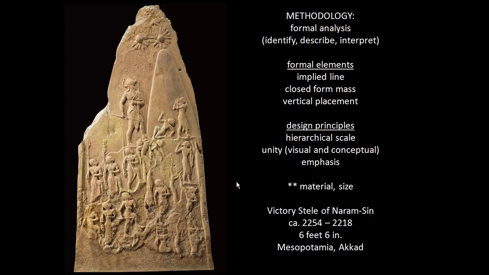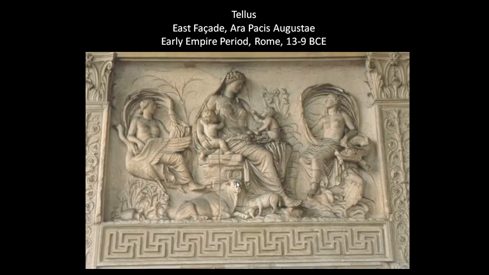Let's try another one. This is a fabulous sculpture, Tellus, Mother Earth Goddess, which is found on the east facade of the Ara Pacis. This is a Roman work of art. Let's try to do the same thing that we did last time.